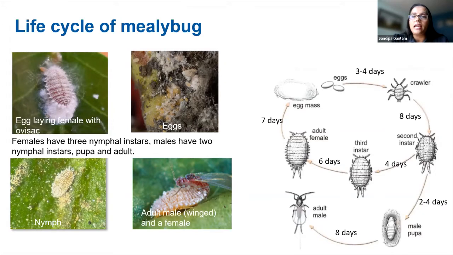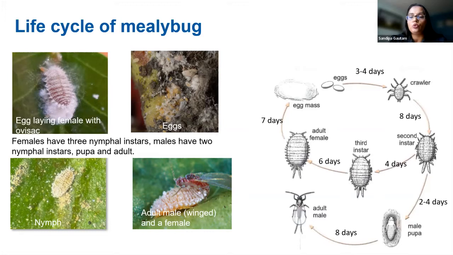Now, these eggs hatch into crawlers, and crawlers are the moving stages. These are the stages that disperse mealybugs. It's not well known if these crawlers start feeding before they settle, but they move quickly to find a feeding spot and start feeding. Until they start feeding, they do not develop. It's only after they start feeding that the first thing that starts developing is the mealybug covering, which you can see in the photo here on the left bottom.